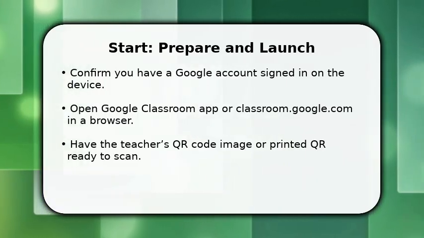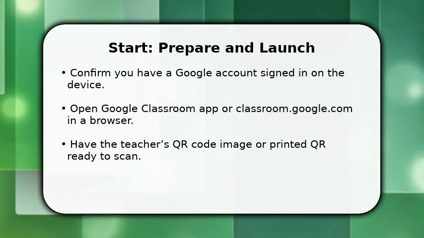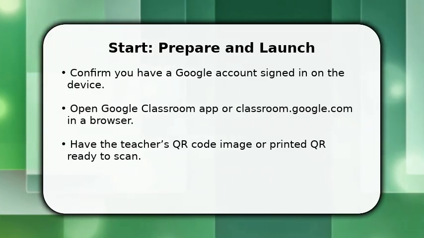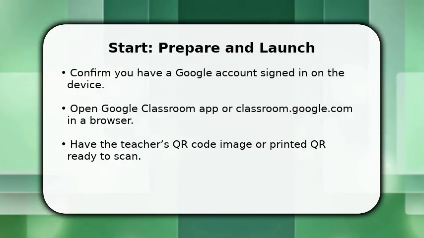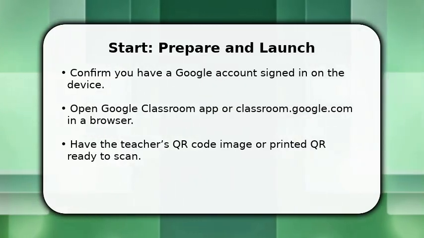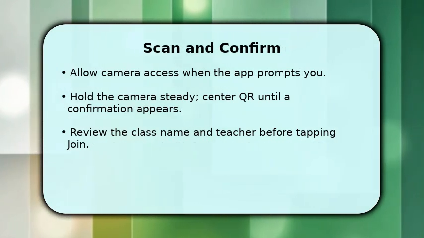Position the code in the center of the frame. Make sure lighting is even so the scanner reads the pattern quickly and accurately. Now scan the QR code slowly. Your device may ask to grant camera permission. Allow it for Classroom to read the code.